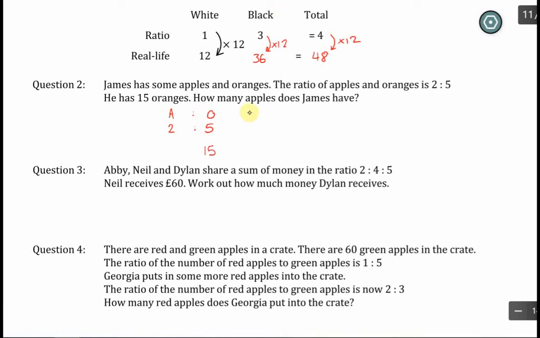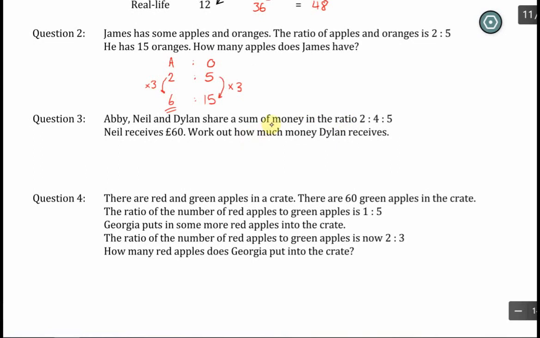I don't really need to add on a total column, if you like, for this question, because it asks how many apples does he have. So if 5 parts are worth 15, then that means each part must be worth 3. So doing the same to the apples means he had 6 apples.